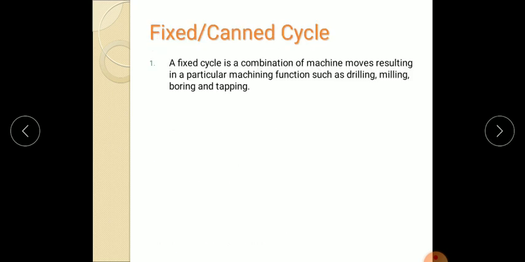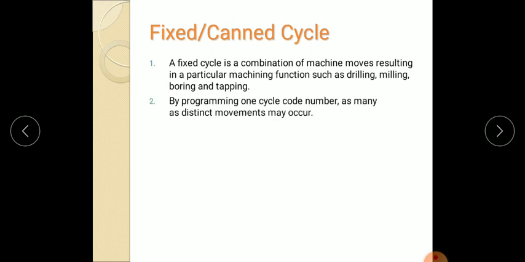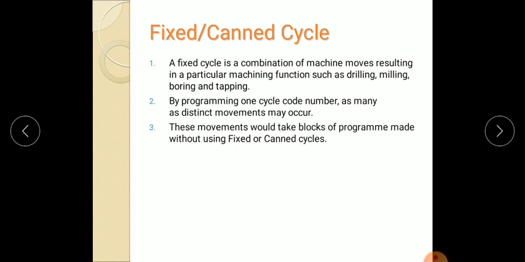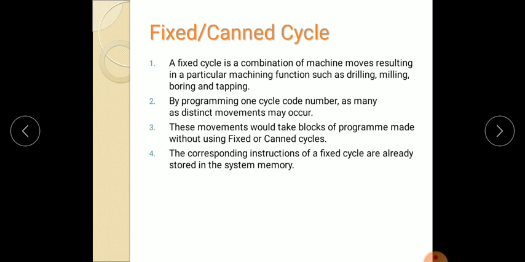Next, fixed or canned cycle. A fixed cycle is a combination of machine moves resulting in a particular machining function such as drilling, milling, boring and tapping. Per program, with one cycle code number, as many as distinct movements may occur. So if you program one time, it may travel any distance as needed. This movement would take a block of program if made without using the fixed or canned cycle. The corresponding instructions of the fixed cycle are already stored in the system memory. So once the program is done, it is stored in the system memory, so that the same memory can be used while doing the next programming.